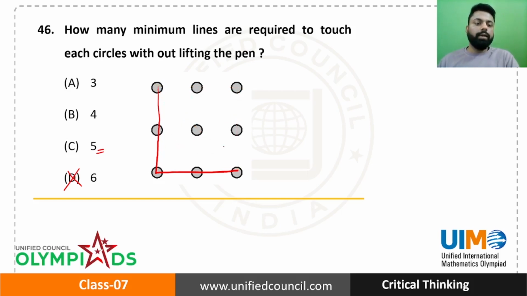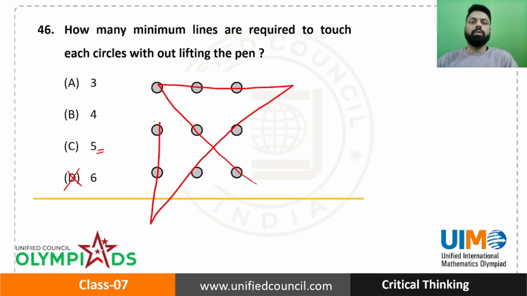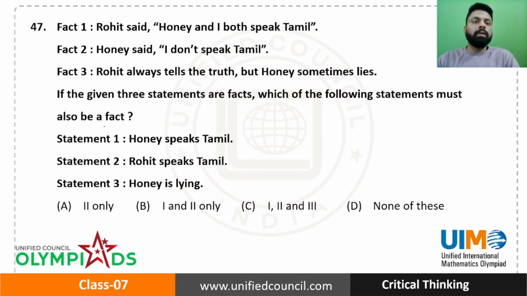But over here, if we try to understand this like this, 1, 2, 3, and 4. These are the 4 lines that we have made. It is given that we need to find the minimum lines. We cannot lift the pen, but it is not saying that we cannot take the pen outside this particular grid. So B option is the correct answer.